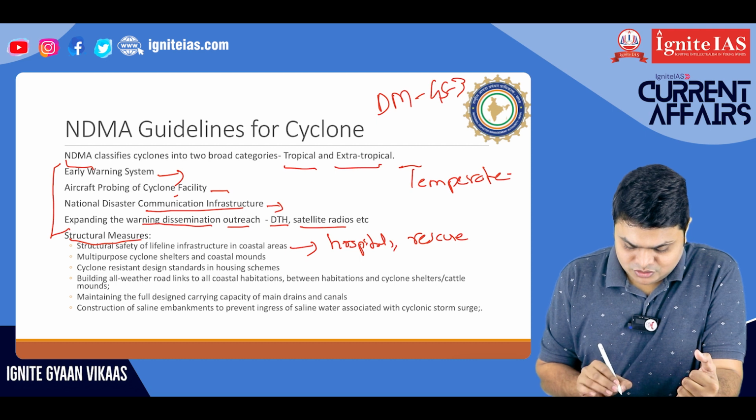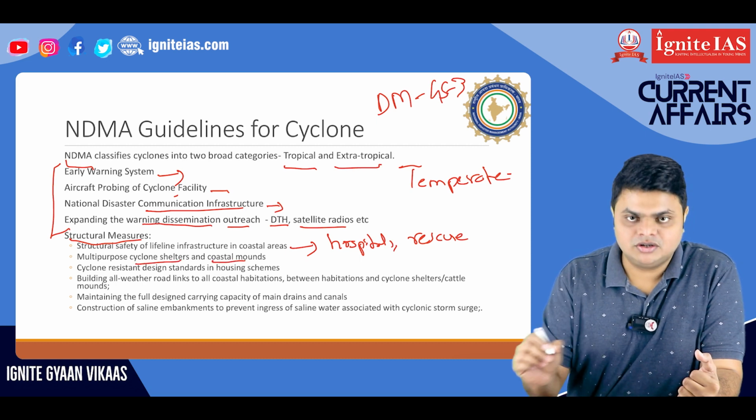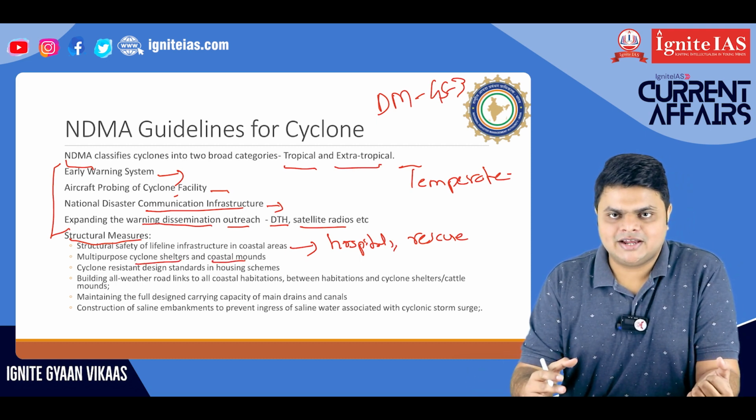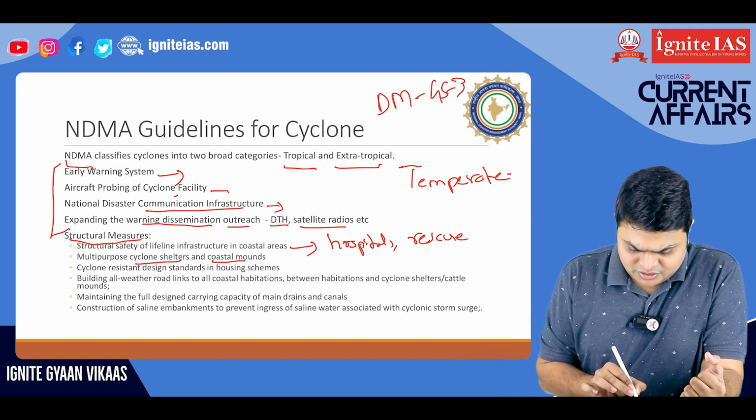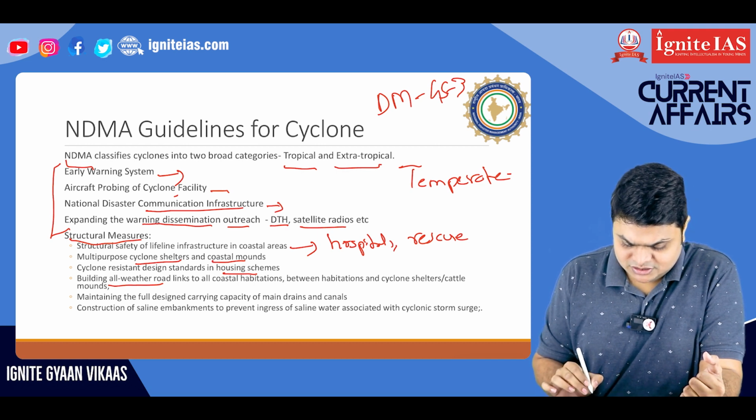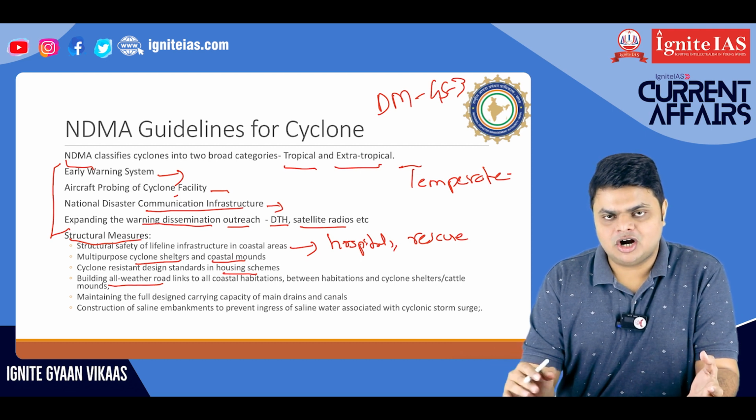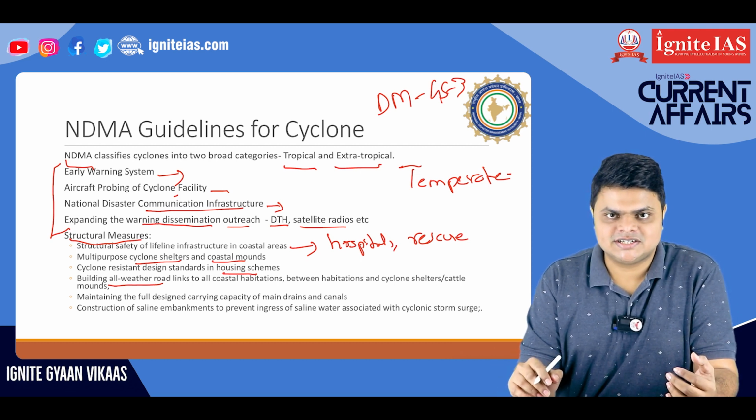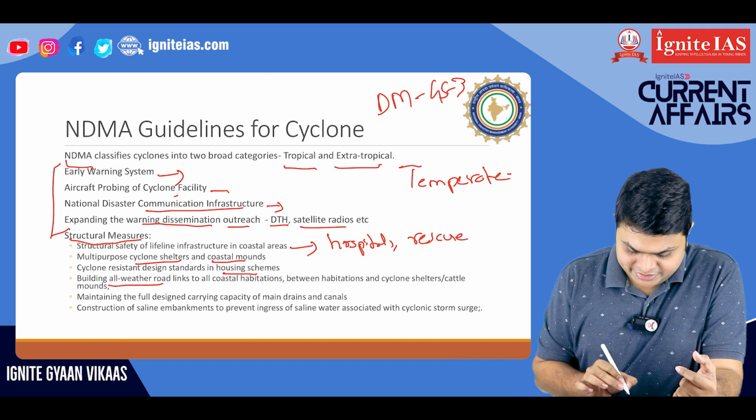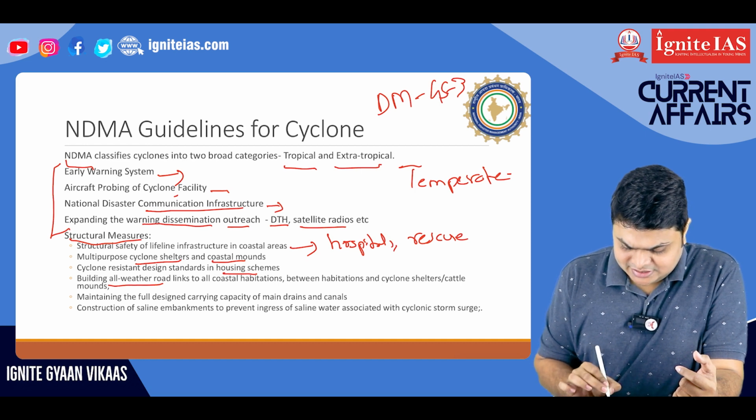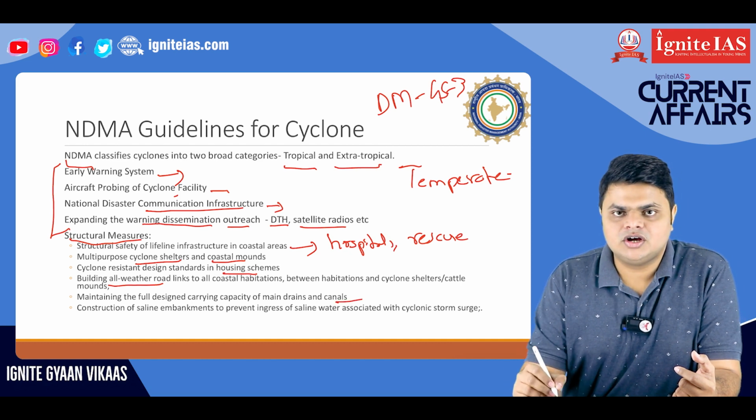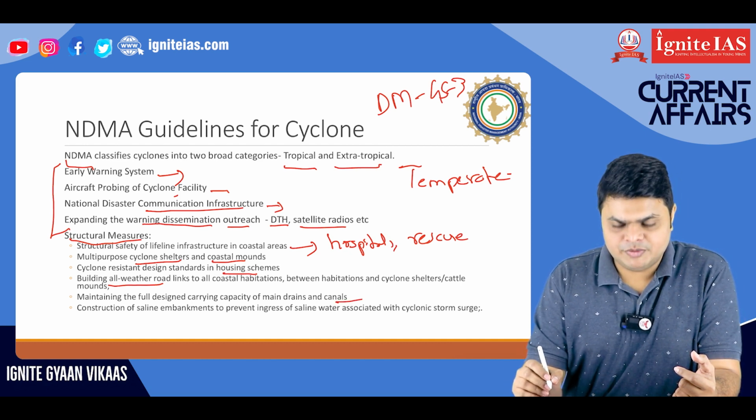Multi-purpose cyclone shelters and coastal mounds: during the cyclone, people can be rehabilitated to such cyclone shelters. Then cyclone-resistant design standards for housing schemes. Then building all-weather roads between habitation and cyclone shelters, so that such transport means are not destroyed during the cyclone. Such infrastructure is required. Now, maintaining the capacity of drains and canals. This is to ensure that the heavy rains during the cyclone don't cause flooding. That's why drainage should be maintained.